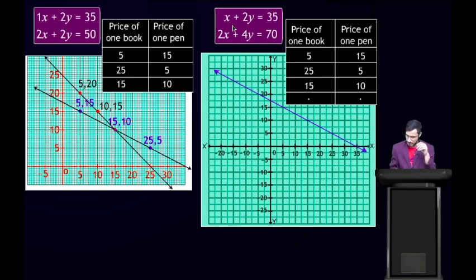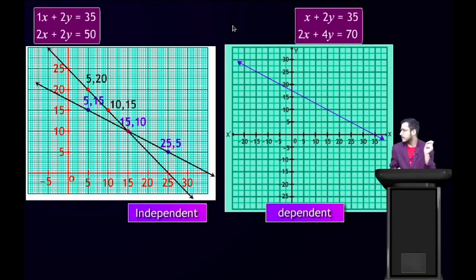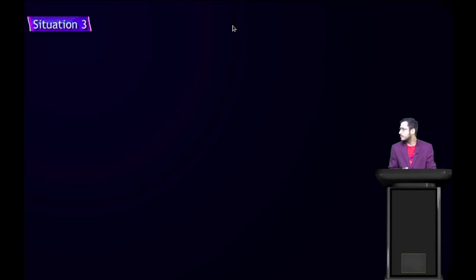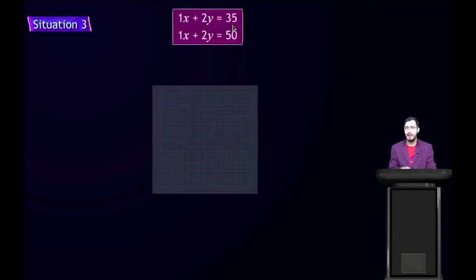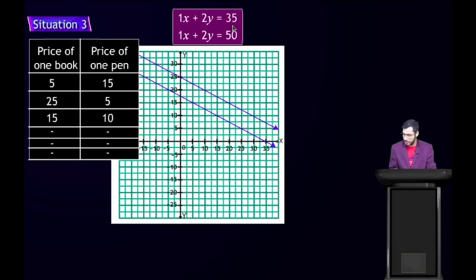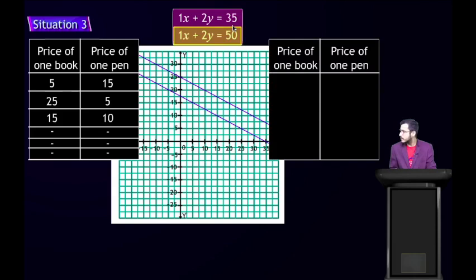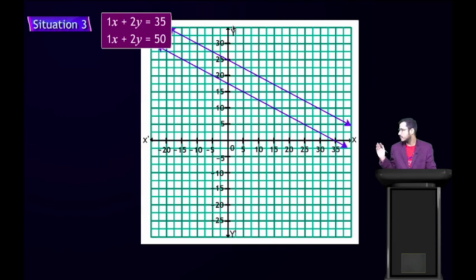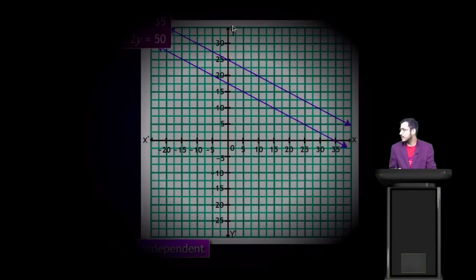In the second case, that is dependent. So independent and dependent. Independent means unique solution. Dependent, you can see both the lines are overlapping. Situation 3, when we have the equations x plus 2y is equal to 35 and x plus 2y is equal to 50. You can see both the lines are parallel here. So in this case, 5, 22.5, 25, 12.5. You can see in this case independent.